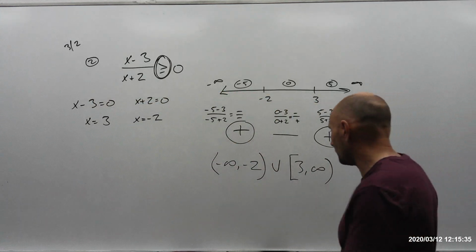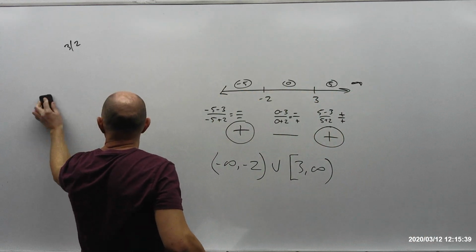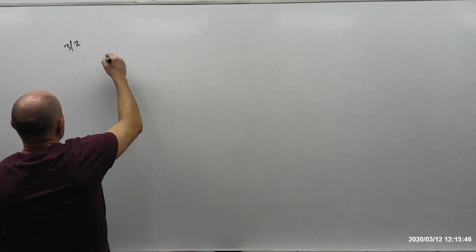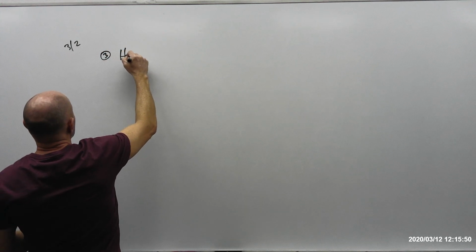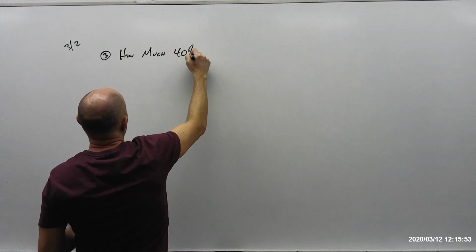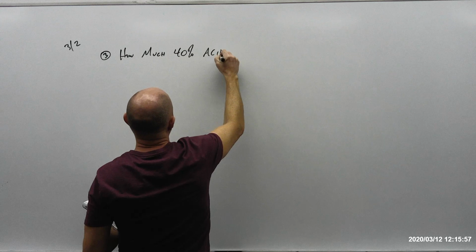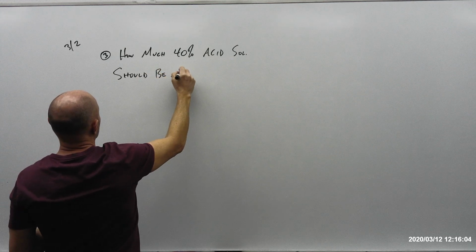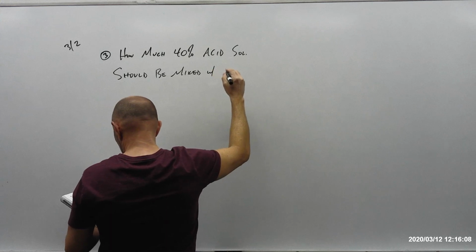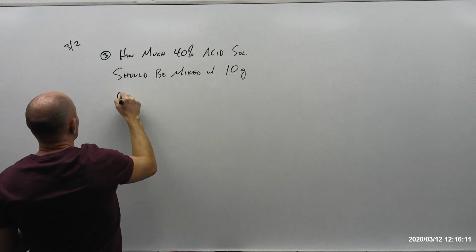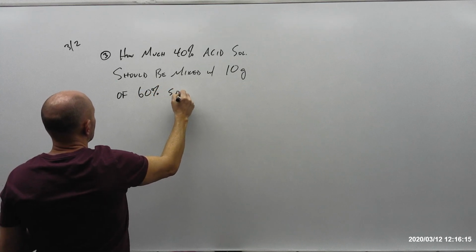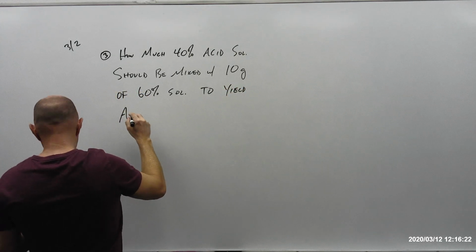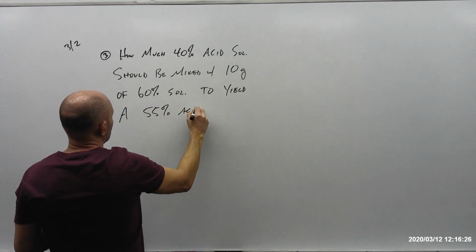Number 3 is one of our mixture problems. It says the following: how much 40% acid solution should be mixed with 10 gallons of 60% solution to yield a 55% acid solution.